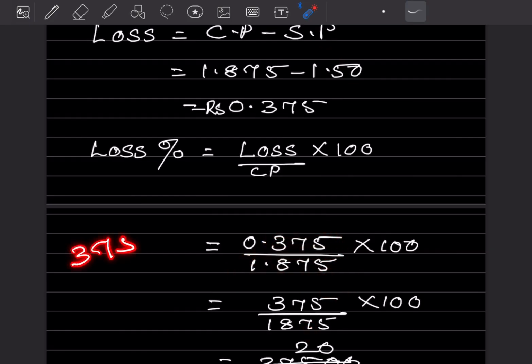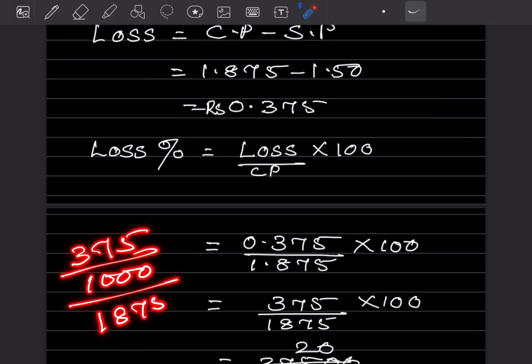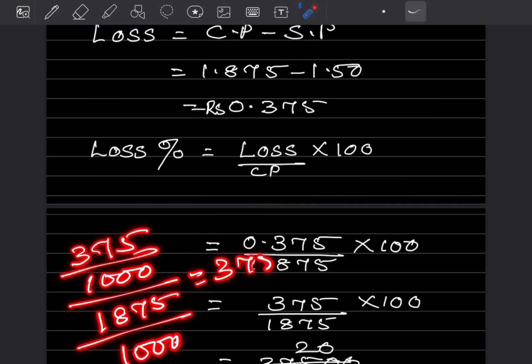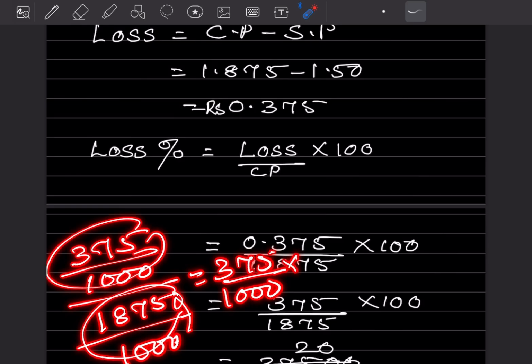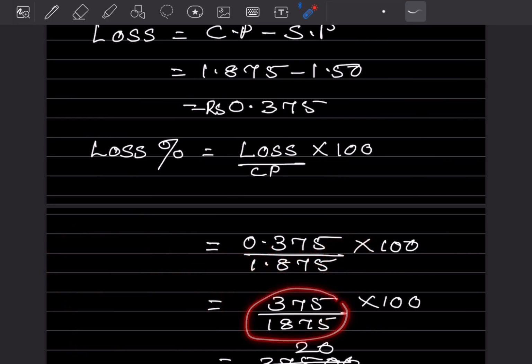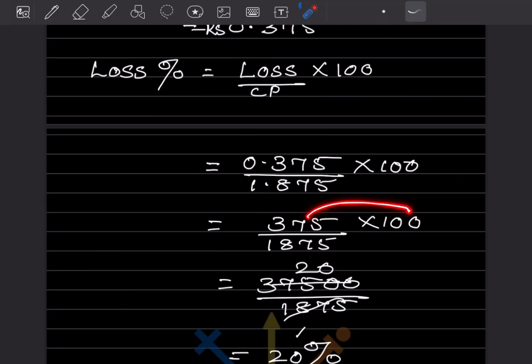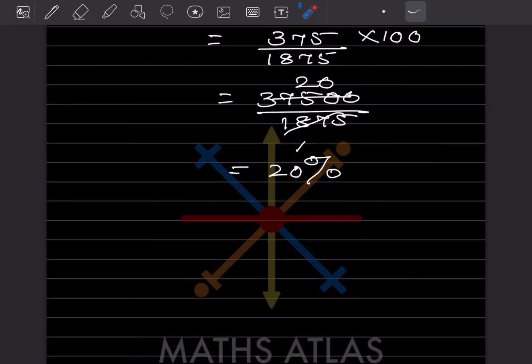Again I repeat it. You write like this. That will be 1875 divided by 1000. So here will be 375, this is the numerator, 1000 the denominator, into this will get flipped over, that will be 1000 divided by 1875. So this and this get cancelled, or you can directly write this way, it's up to you. So now this will be 37500 divided by 1875, so that is going to be 20%.